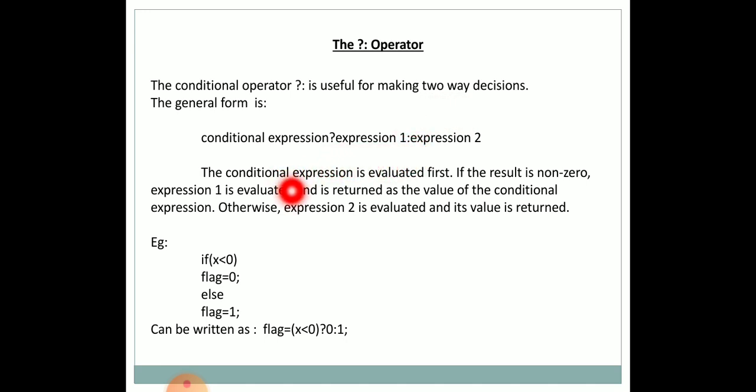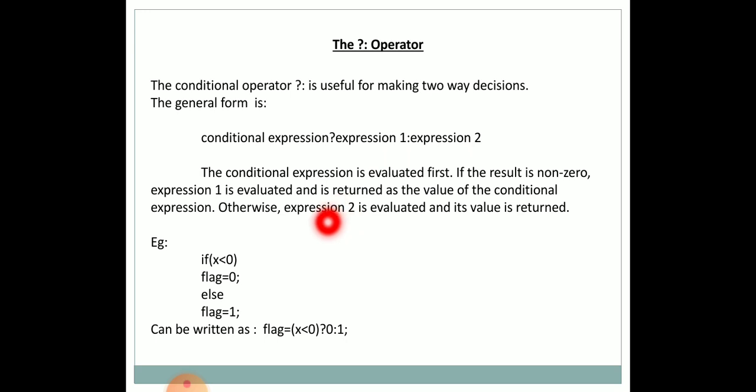So the conditional expression is evaluated first. If the result is non-zero, expression 1 is evaluated and is returned as the value of the conditional expression. And if the condition becomes false, then expression 2 is evaluated and its value is returned as the value of the conditional expression. So based on the result of this condition, the conditional expression can have the value of either expression 1 or expression 2.